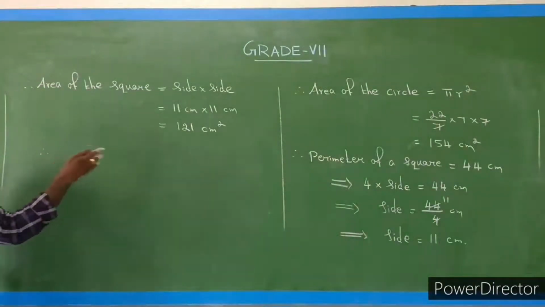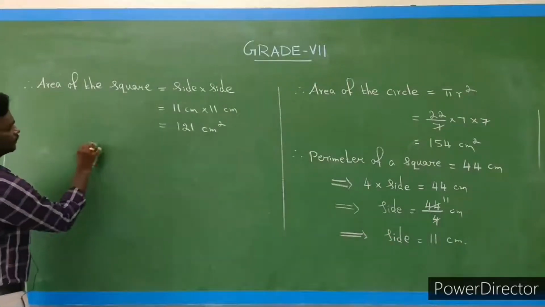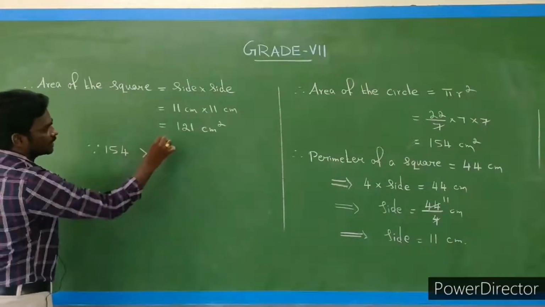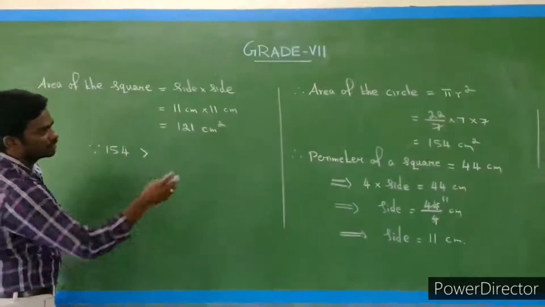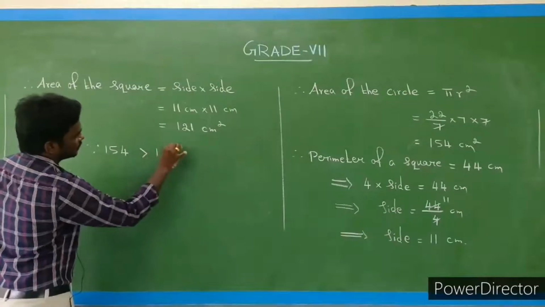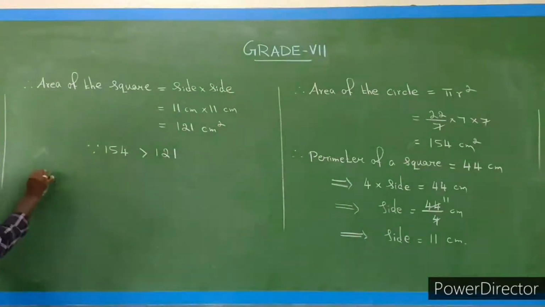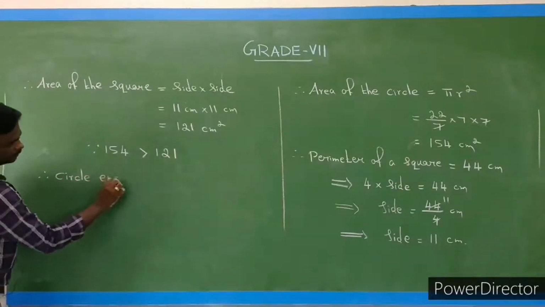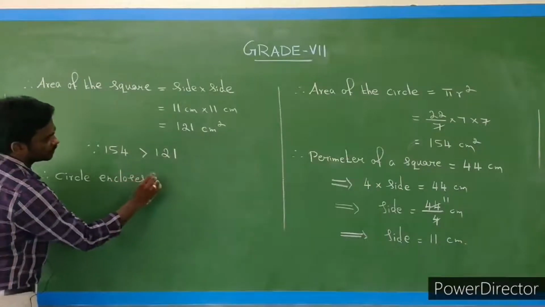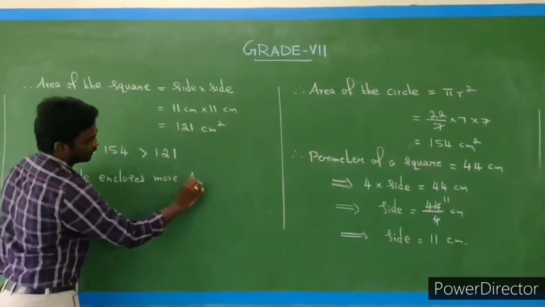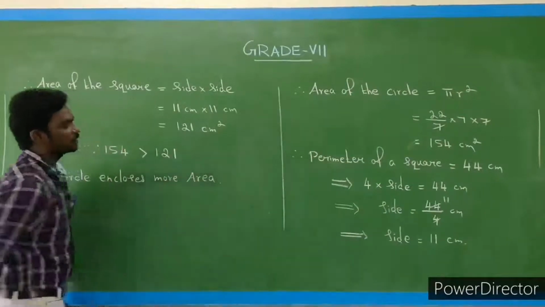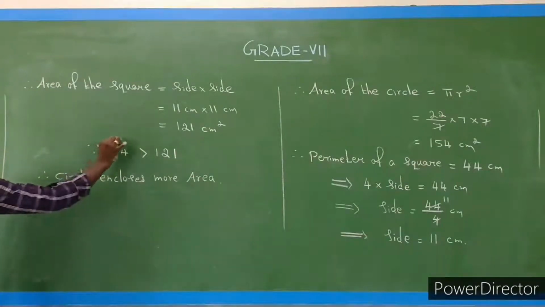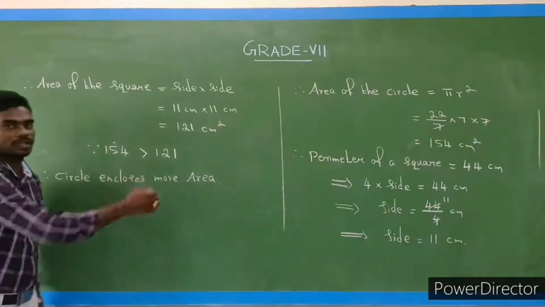Therefore, which shape encloses more area? Since 154, the area of the circle, is greater than the area of the square, 121. So therefore, circle encloses more area. Here, which shape encloses more area? We know 154 is greater than 121. Therefore, the area of a circle encloses more area.